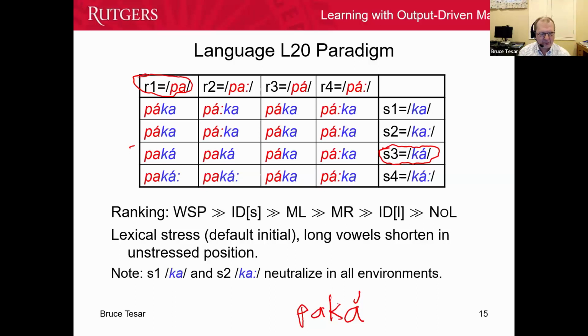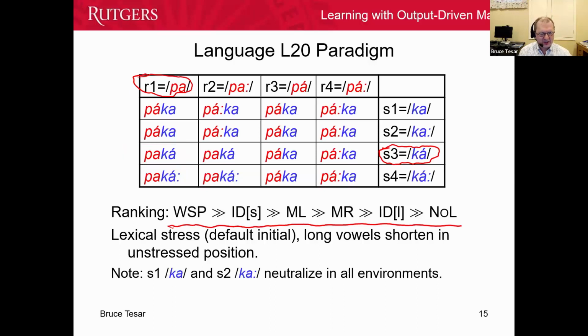And in this case, the output we get looks pretty similar. So that part of the table is the output for R1S3 in language L20. The assignment of the underlying forms is shown here for R1, R2, R3, R4, S1, S2, S3, S4. Those are the possibilities. Those labels will stay the same, but the content of the inner part of the box, those are the outputs. Those will change as the ranking changes. So this particular language, L20, is the result of this particular ranking of the constraints.